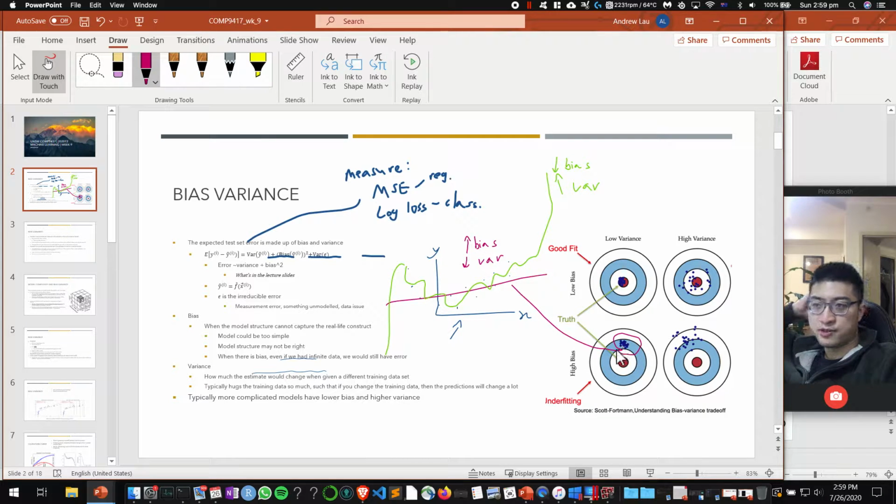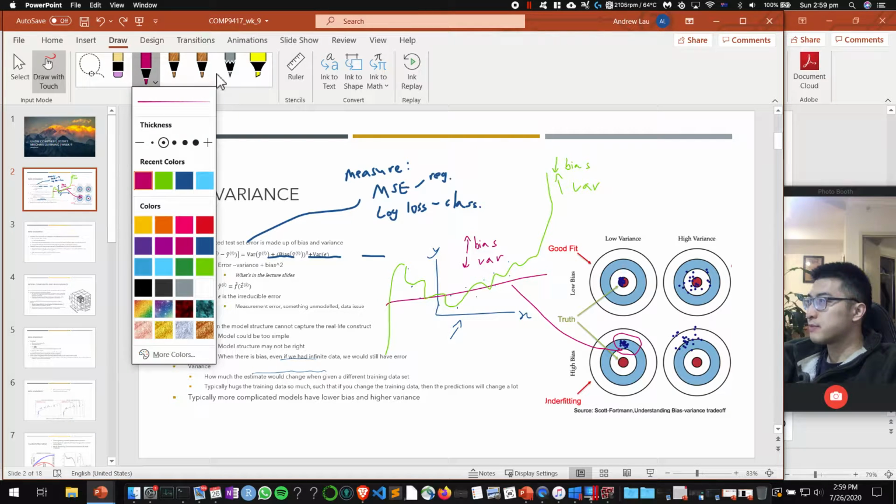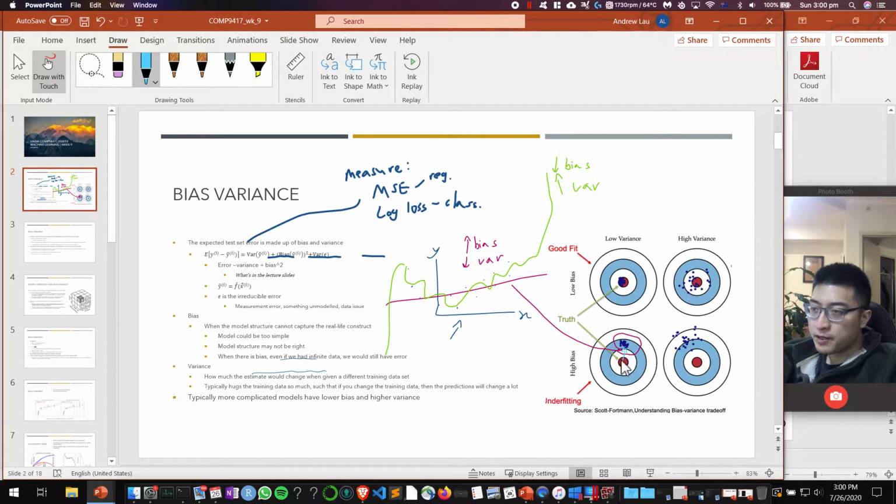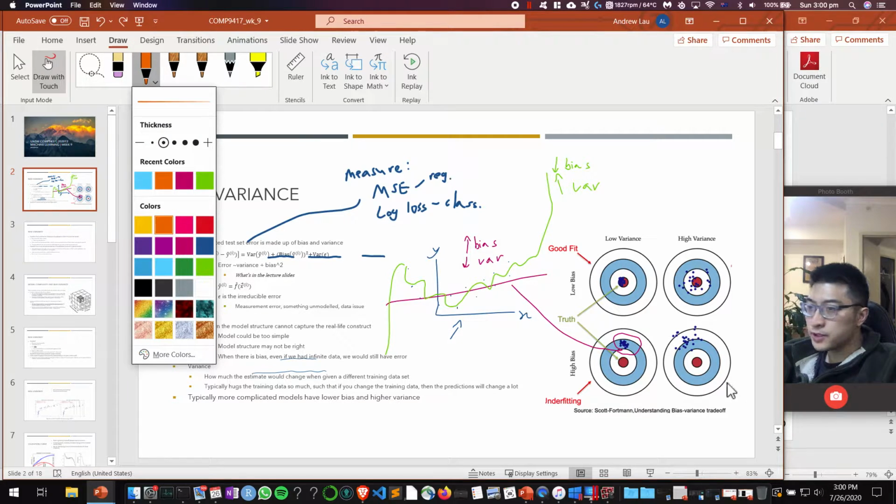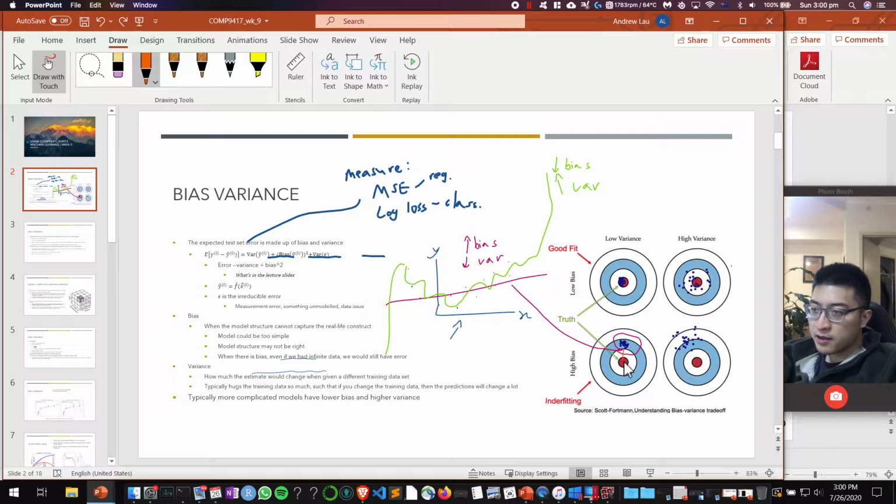So think of each one of these dots as maybe a new data set, and how close you are to the actual. But the problem is there's this inherent gap between real life and the model. So this little gap here, that's your bias, right?